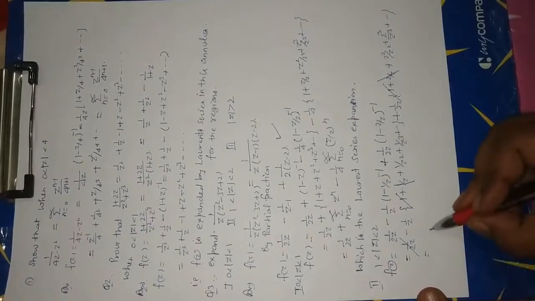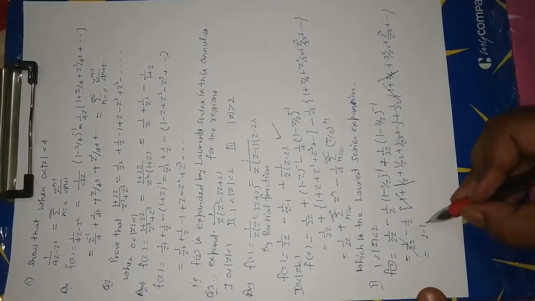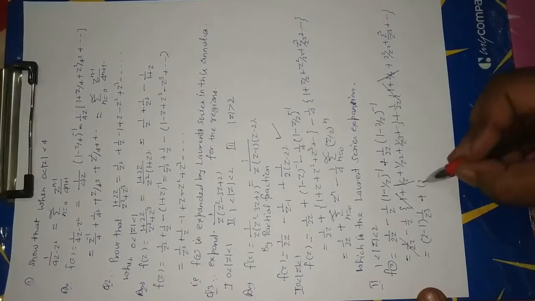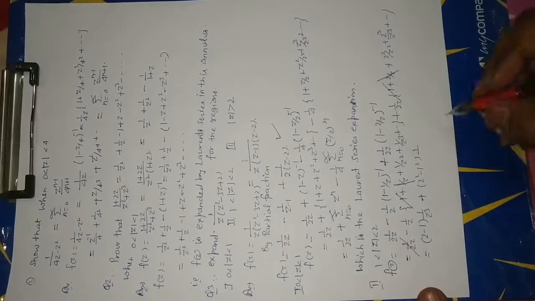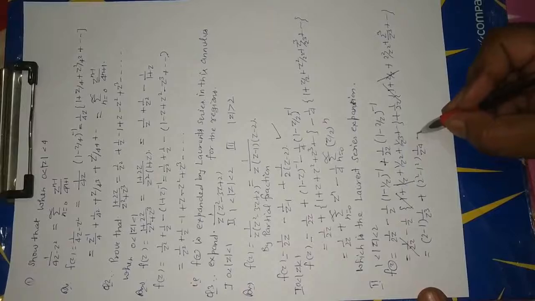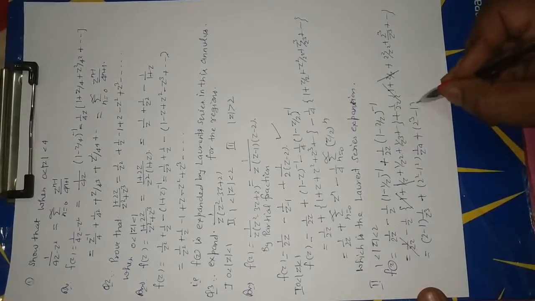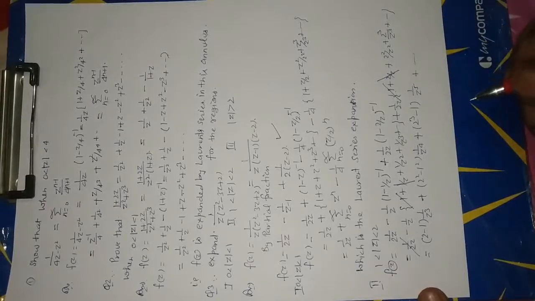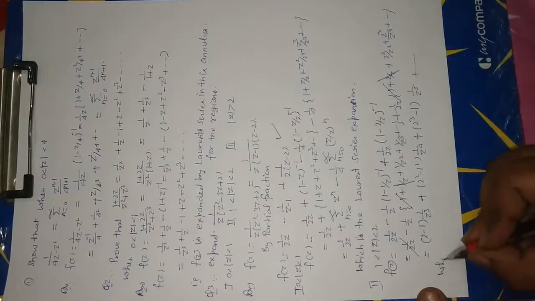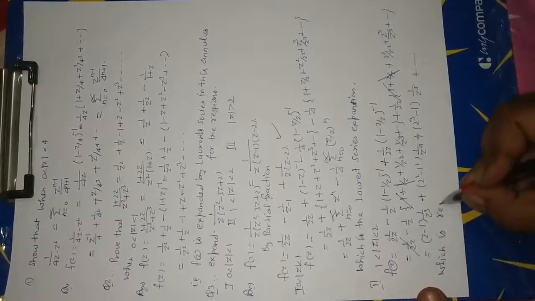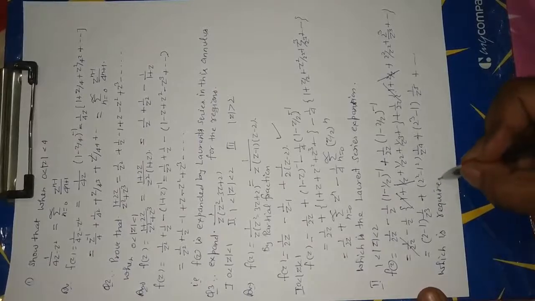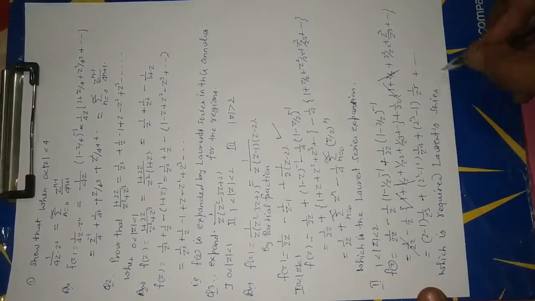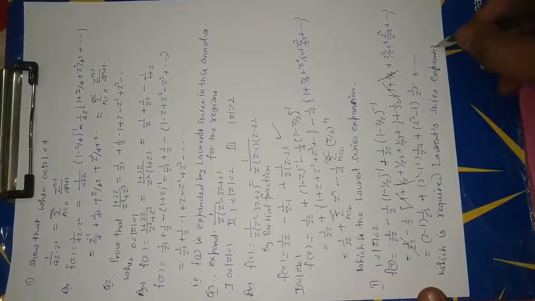Therefore, 2 minus 1, 1 upon z cube, plus 2 square minus 1 square, 1 upon z to the power 4, plus 2 cube minus 1, 1 upon z to the power 5, plus up to dot, which is the required Laurent series expansion. Okay, student.